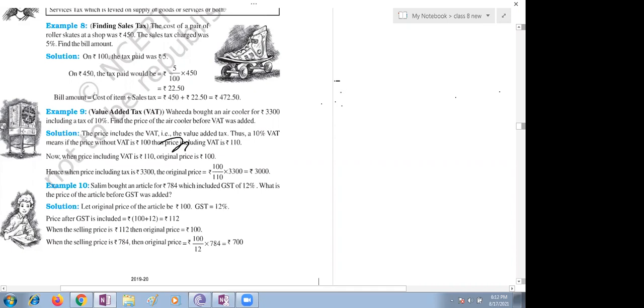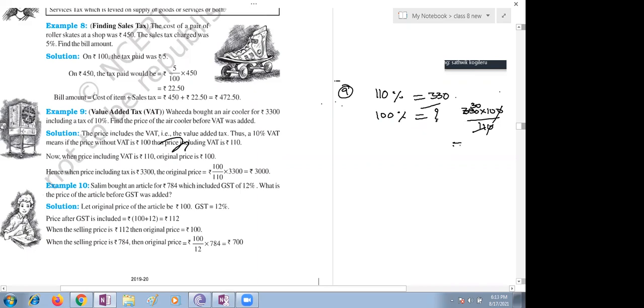Okay, let it be. Children, in this question, 9th example, you just see, including tax. Including tax means 110% is nothing but how much is given? 3,300. You have to ask before tax means how much it is, 100%. You have to find it out by cross multiplication. 3300 into 100 divided by 110. Just cancel, children. Before VAT, what is the price of the air cooler? It's 3,000 rupees.